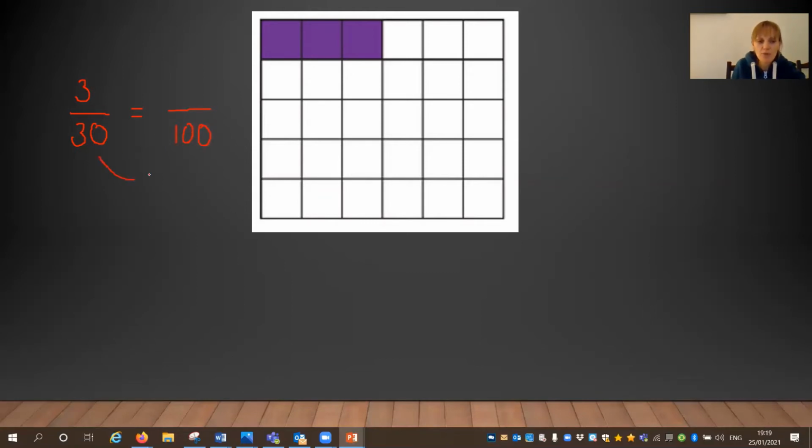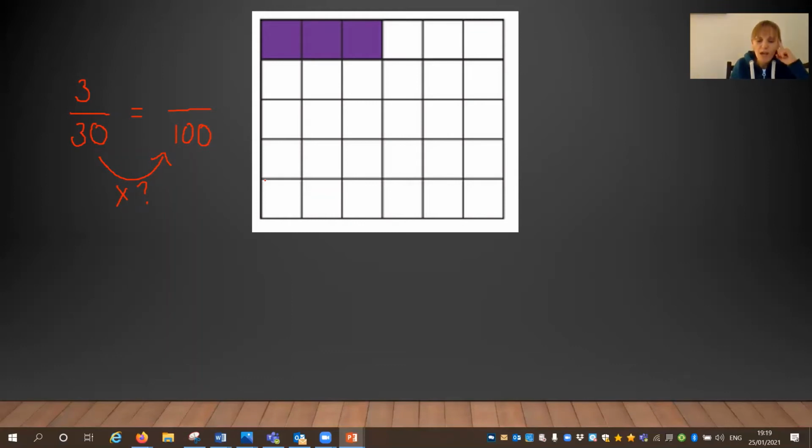Can you see the problem that I've got here? What is the problem? My problem is that 30 doesn't multiply by anything to give 100. And this happens quite a lot when we're converting our fractions into percentages. So if you can't directly multiply your starting fraction to become something out of 100, here's what you do.